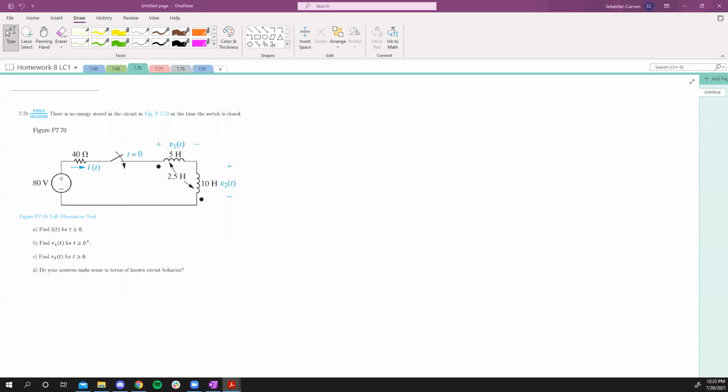Okay, so 7.70, there is no energy stored in the circuit at the time the switch is closed. It first asks us to find i(t), and then it's going to ask us to find v1(t) and then v2(t). All right, so let me go ahead and analyze the circuit. We know the drill. We make this bottom node our ground.